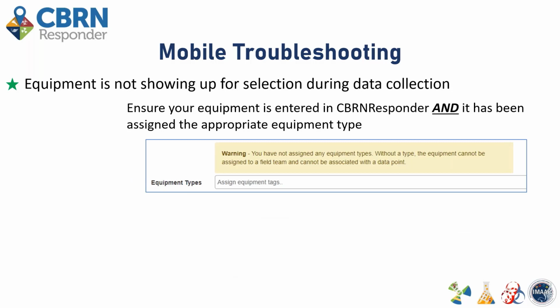Another instance that could happen is if equipment is not showing up for selection during data collection. You'll want to ensure that your equipment is entered in CBRNResponder, first of all, and you want to make sure that it's been assigned the appropriate equipment type.